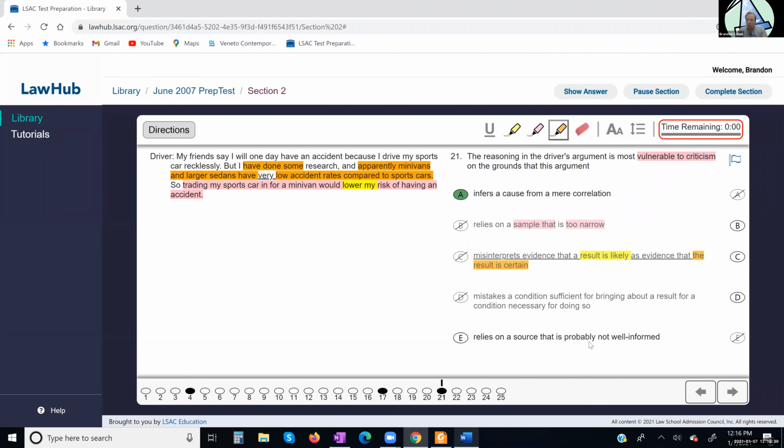E relies on a source that's not well informed. This is like attacking the source, one of those appeals or ad hominem issues. We saw that in another one of these examples, but that's not what's happening here. It would be about where the research was from. If they said, I did research from Joe, my next door neighbor, and he says this, well, now E would be the correct answer.